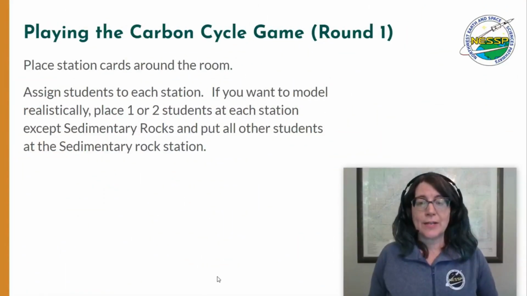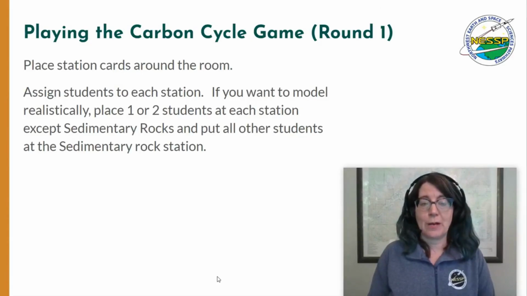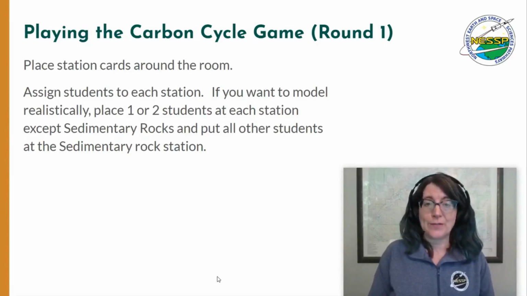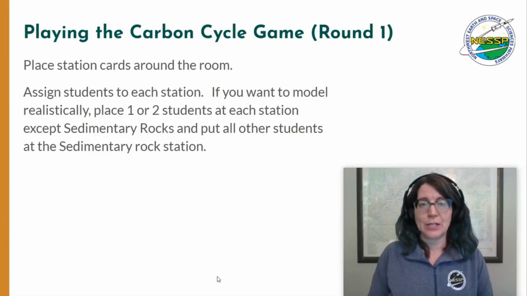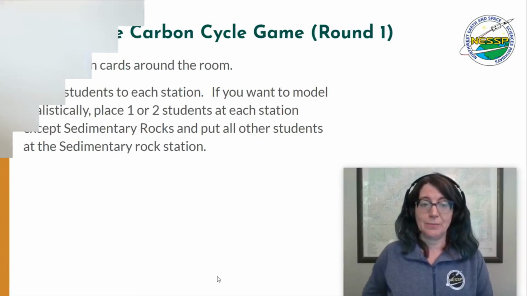To play the carbon cycle game for round one, the first thing that you will do is place each station card around the room. And in this case, we're only using the fossil fuel card for round one. Assign students to a start station. If you want to model the carbon cycle more realistically, place just one or two students at every station except sedimentary rocks, and place all the rest of the students at that sedimentary rock station. This is because the vast amount of Earth's carbon is in fact stored in the sedimentary rocks.